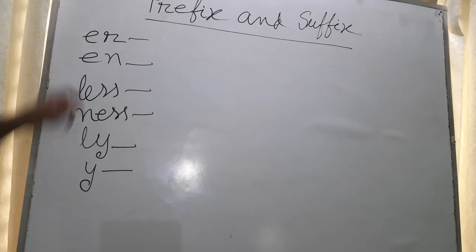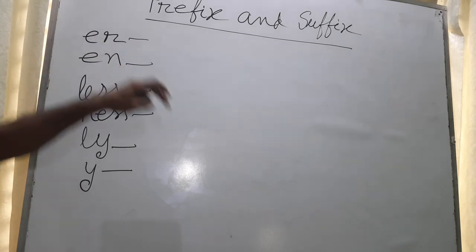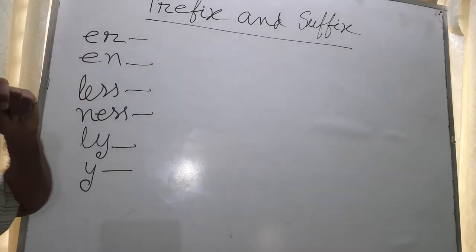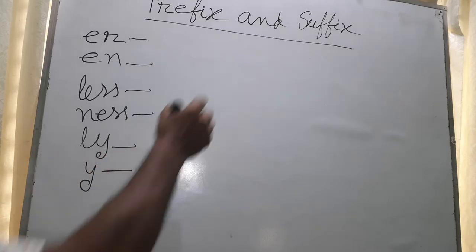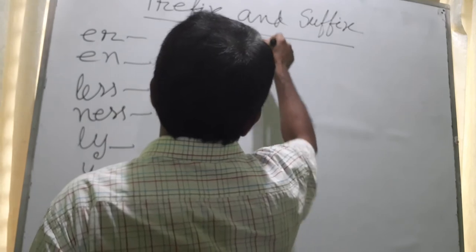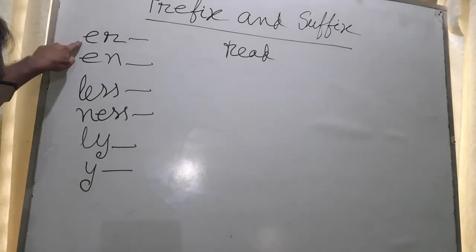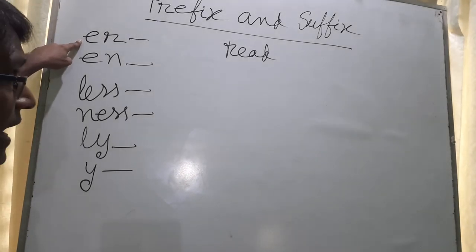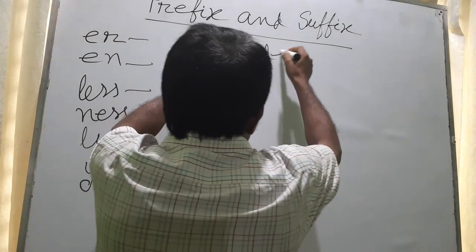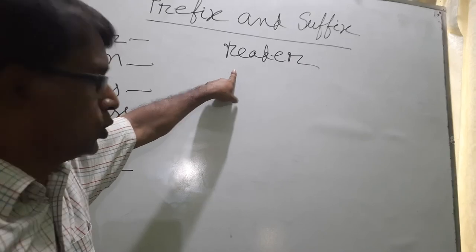Now we shall see how suffixes are added with the base word or root word or keyword. If the base word or root word is read, and er is added at the end of the base word read, then it will be reader. From read to reader.